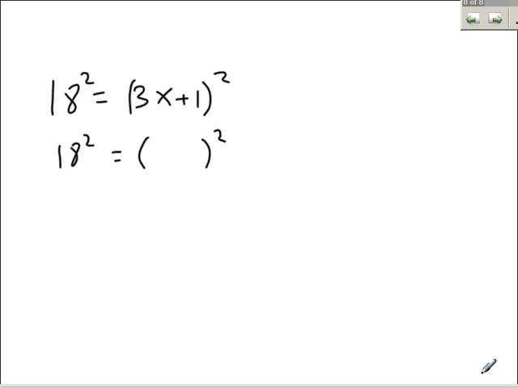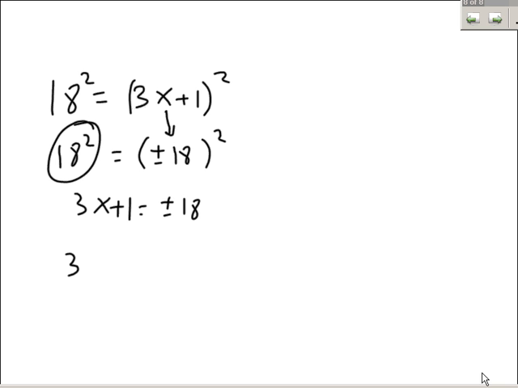Suppose I tell you that 18 squared is 3x plus 1 squared. Well, what can you square? What can go in there? So when you square it, you get 18 squared. And the answer is plus or minus 18. If you square negative 18 or positive 18, you get the same thing as squaring just 18. So 3x plus 1 can equal plus or minus 18. That is, 3x plus 1 can be 18, or 3x plus 1 can be negative 18.